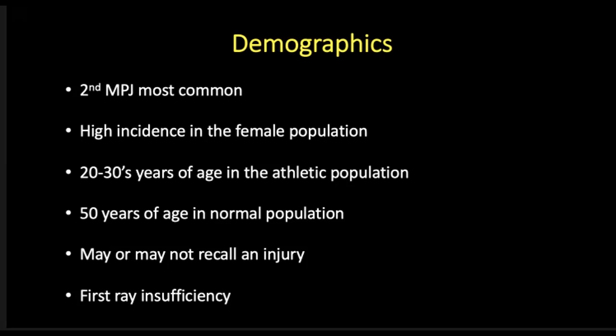Your first ray may be the problem, and with first ray insufficiency, there may be transfer lesions at the lesser MPJs, specifically metatarsophalangeal joints 2 and 3. And so there may not be an actual tear of the ligament, but with transfer lesions, there's consistent stress placed on the plantar plate, and over time, you get attenuation of the ligament, and over time, we'll get drifting of the toe.